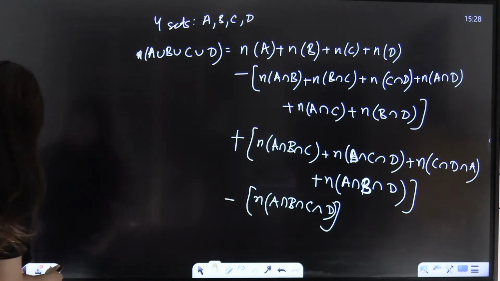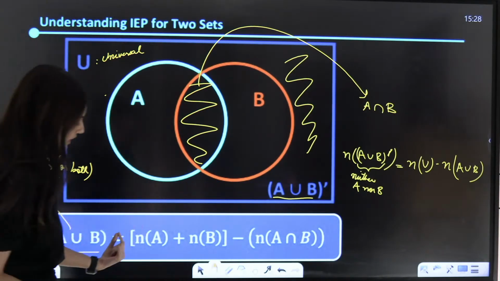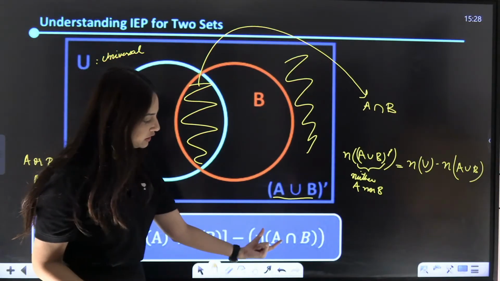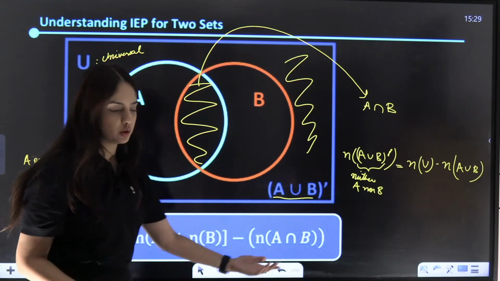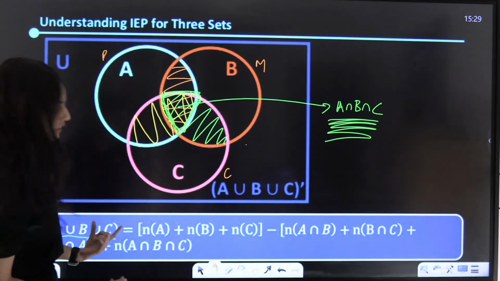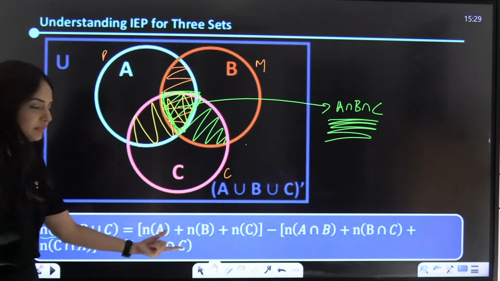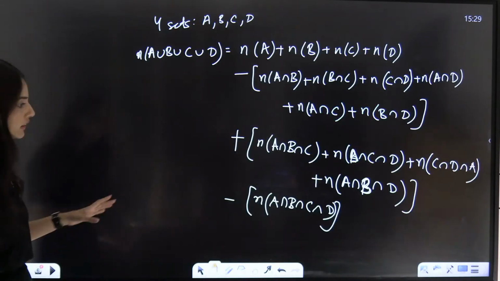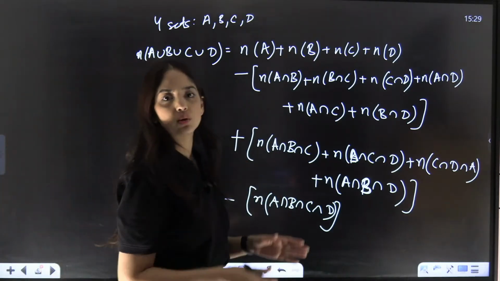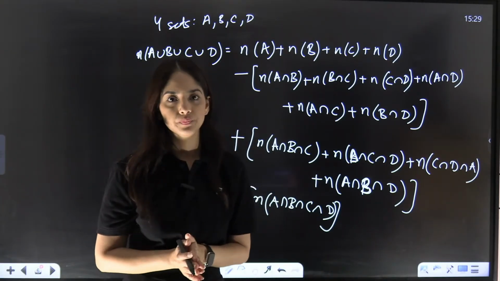If you want to verify, with 2 sets we took 1 at a time, then subtracted 2 at a time, and that's it, we only had 2. For 3, we took 1 at a time, subtracted 2 at a time, added 3 at a time, and that's it, we stopped here. So like this we can do inclusion exclusion for any number of sets.